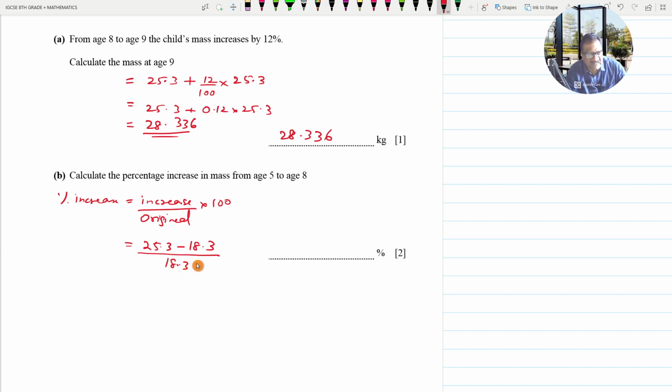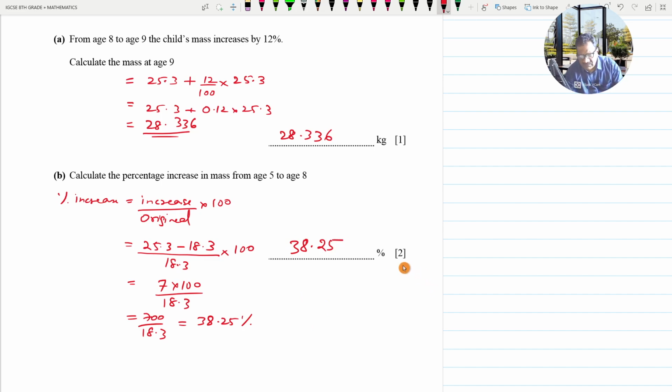The mass is increasing from 18.3. So original mass is this, 18.3 times 100. Now 25.3 minus 18.3 is 7, into 100 upon 18.3. This is 700 upon 18.3, and this should work out to around 38.25. And now you'll have to put a percentage sign. So the answer will be 38.25%. Right? So that was question number 22.